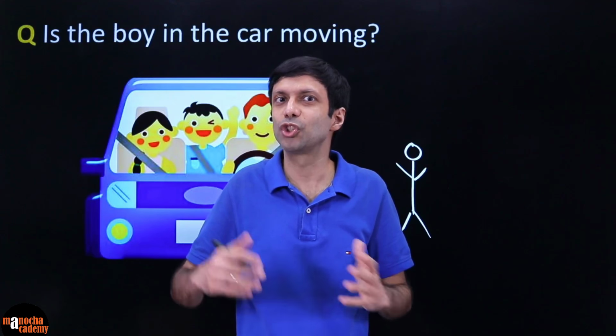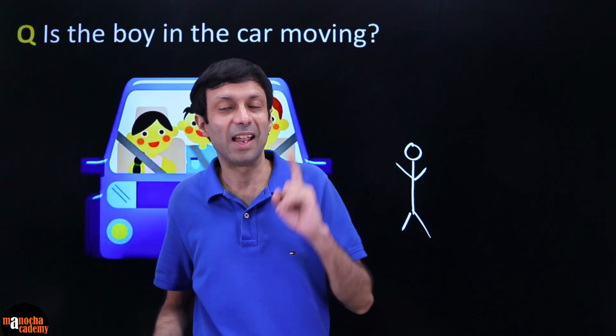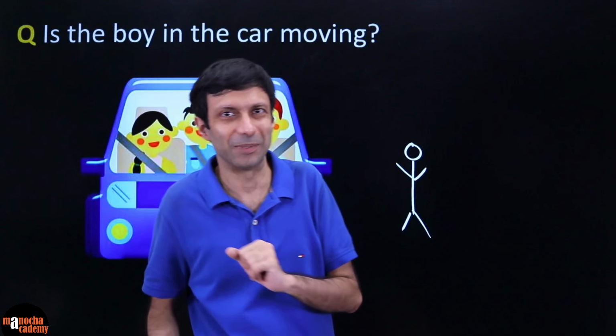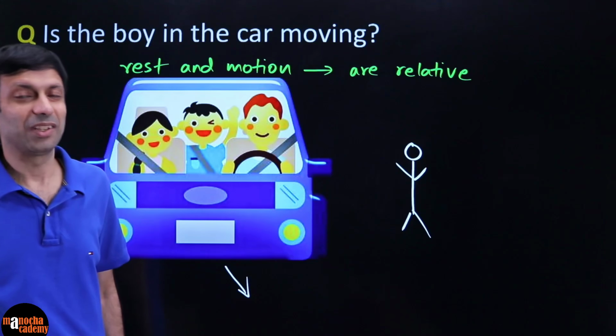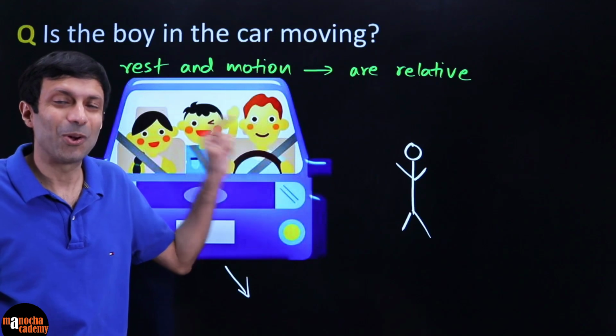So clearly we can see that rest and motion are relative terms and depend on the observer. So that is the important concept here. Rest and motion are relative terms depending on the observer.